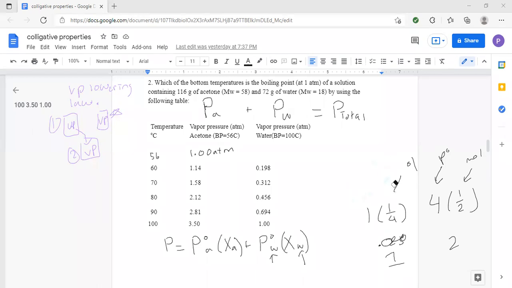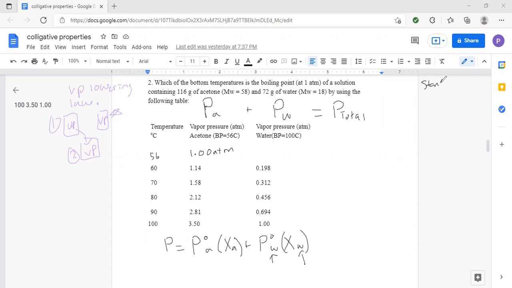So how do we solve this if it's asking for boiling point? Because this equation solves for total pressure. Well, you have to remember that when we do most problems, we're talking about standard conditions. So standard pressure is 1 atm, standard atmospheric pressure. And the thing about boiling is it doesn't happen until the vapor pressure of any liquid or a mixture of liquids is equal to the outside pressure.